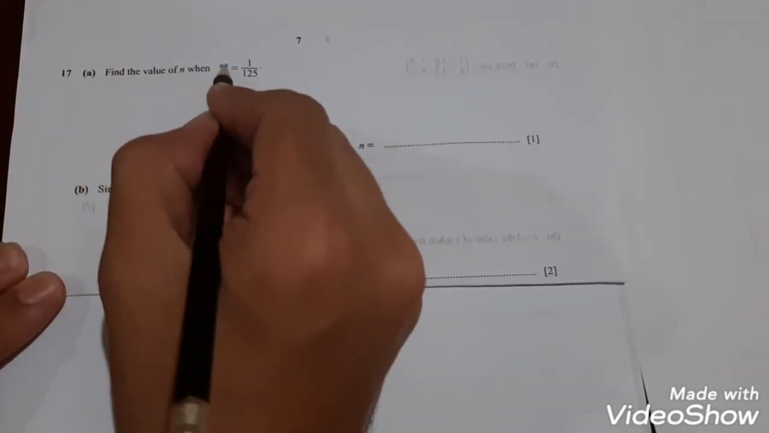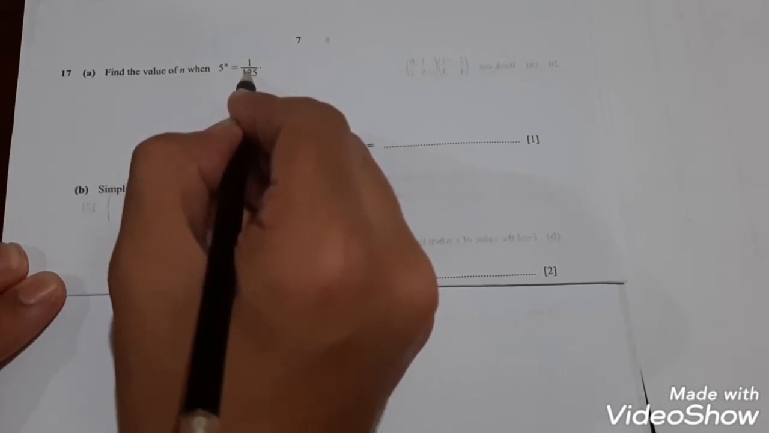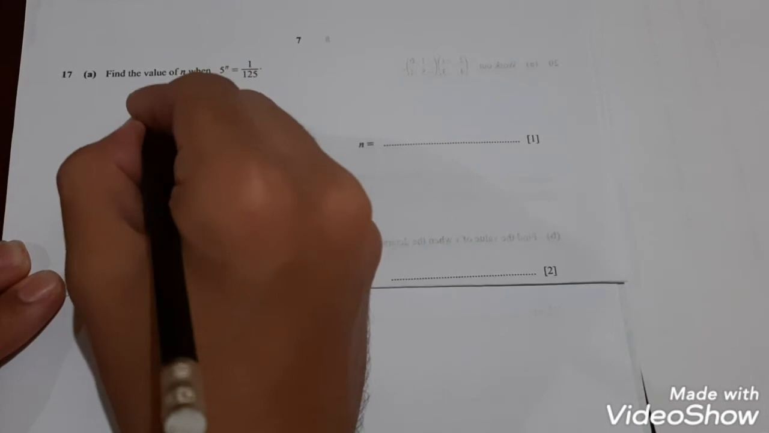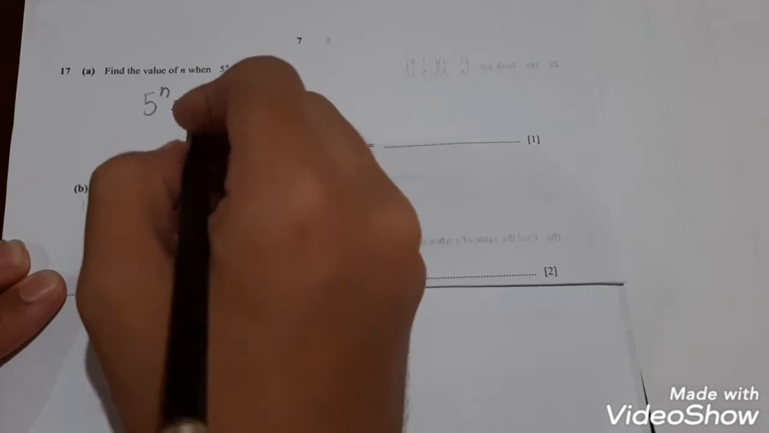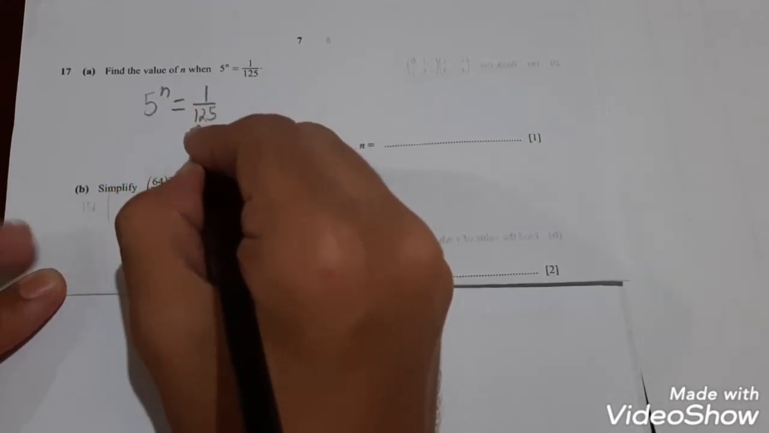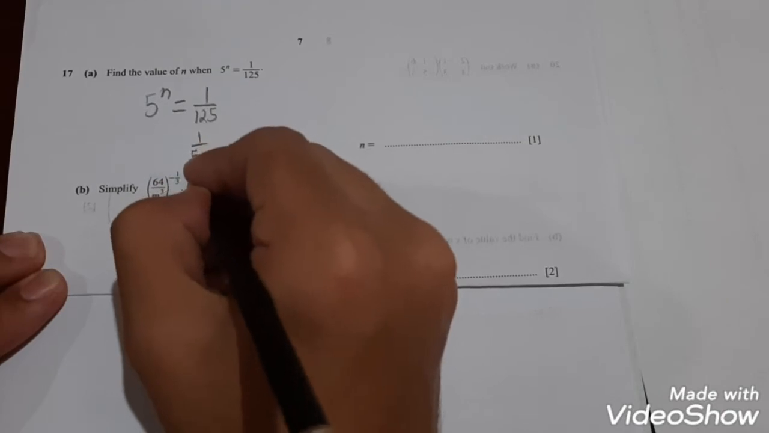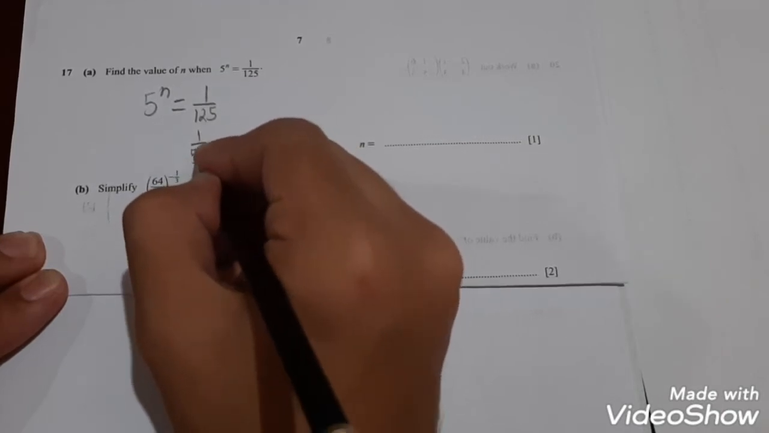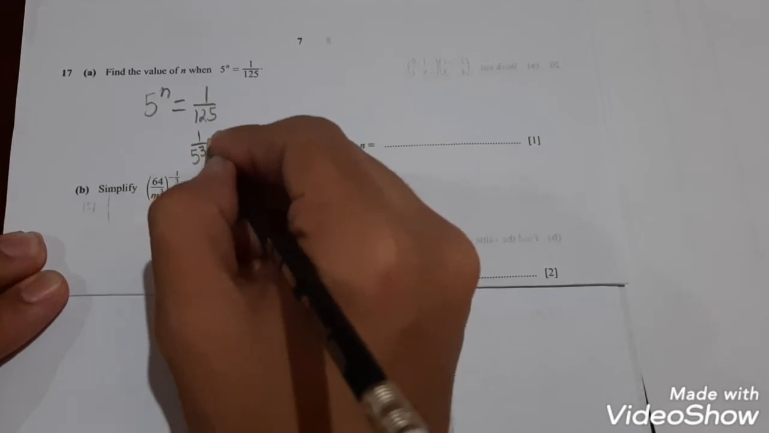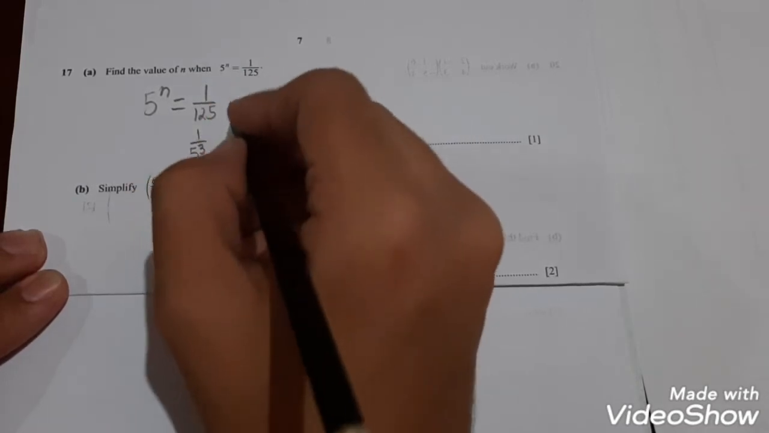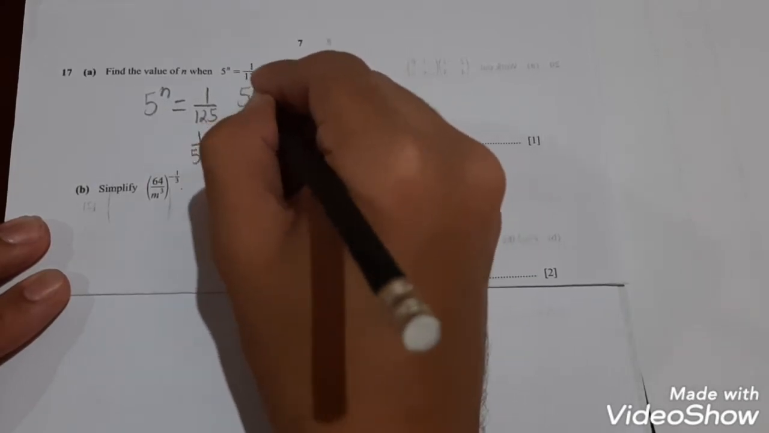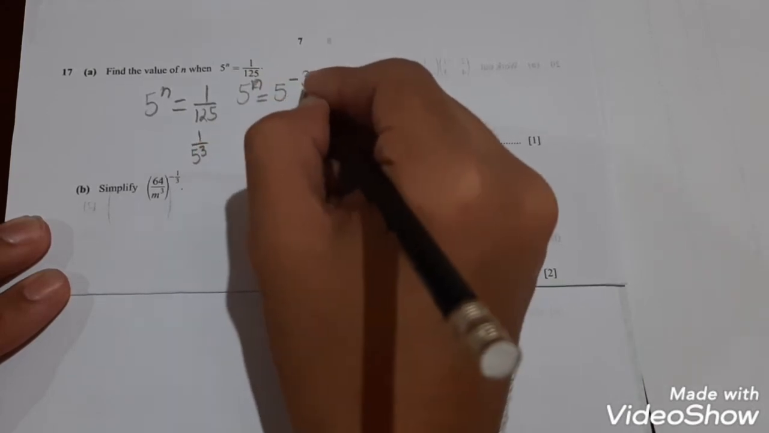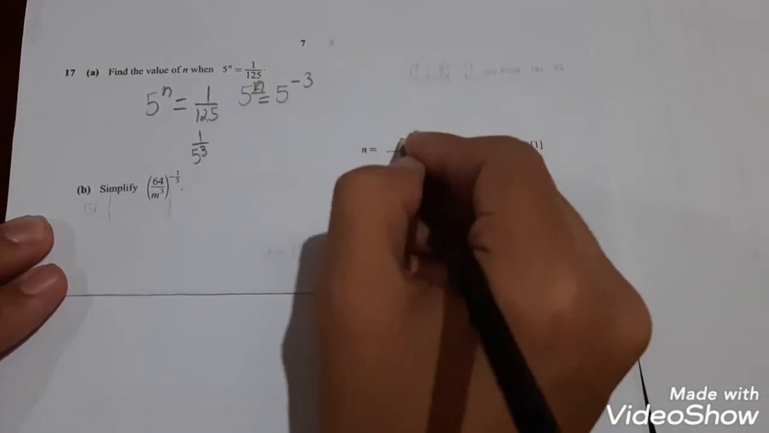Question 17 part A states find the value of n when 5^n is equal to 1 divided by 125. So first we will write 5^n is equal to 1 divided by 125. As 5 to the power of 3 is 125, we will write 1 divided by 5 to the power of 3. And when we move it up to the numerator, we'll write it as 5 to the power of minus 3. So 5^n is equal to 5 to the power of minus 3. So the value of n is minus 3.